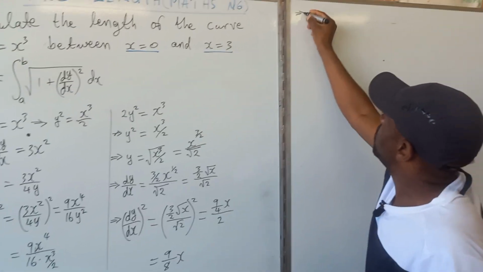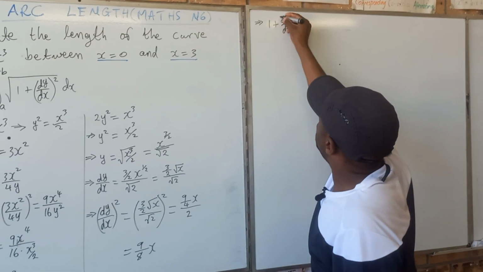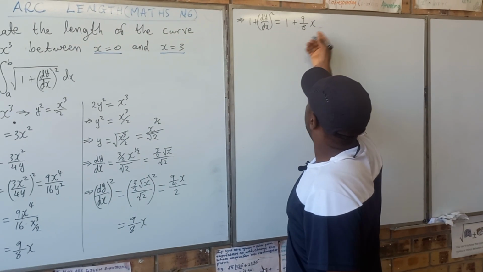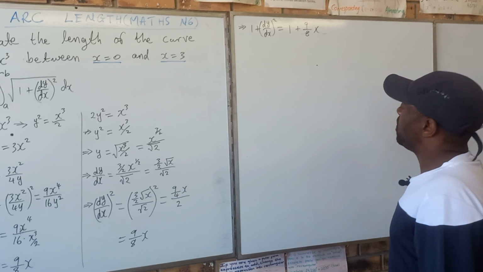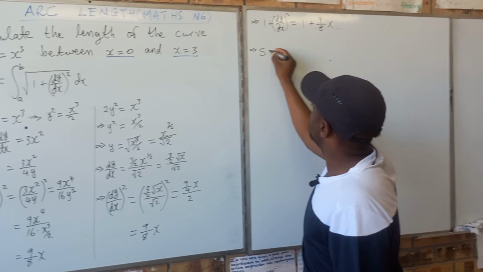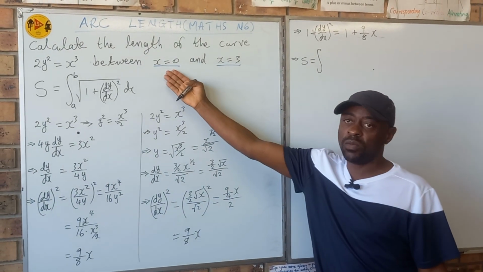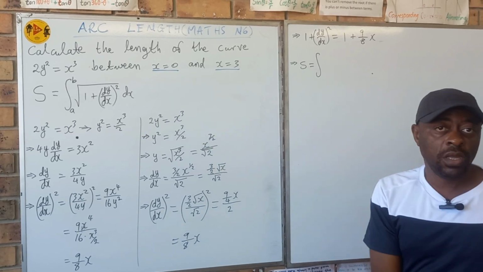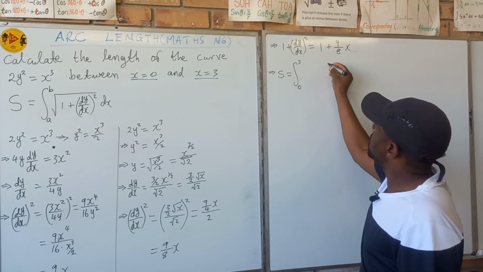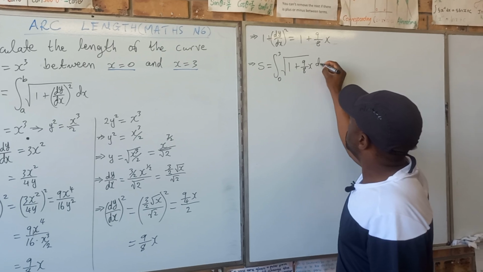So if I now go inside the square root, I get 1 plus that square of the first derivative, which simply gives me 1 plus 9 over 8x, which looking at it, can't be simplified further. So that means I can go straight to my integration. So s is equal to the integral from a to b. Your a will be the lower limit, your b will be the upper limit. So it's the integral from 0 to 3, the square root of 1 plus 9 over 8x dx.